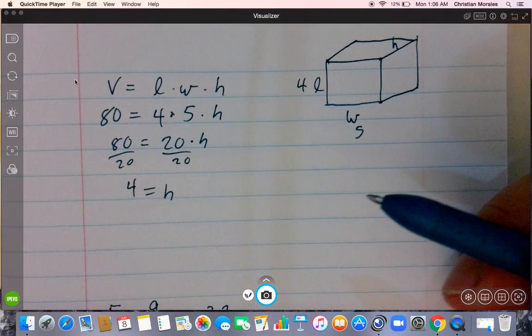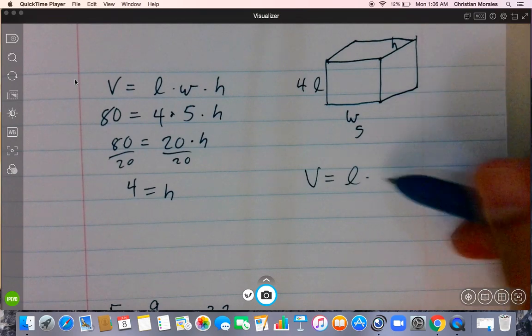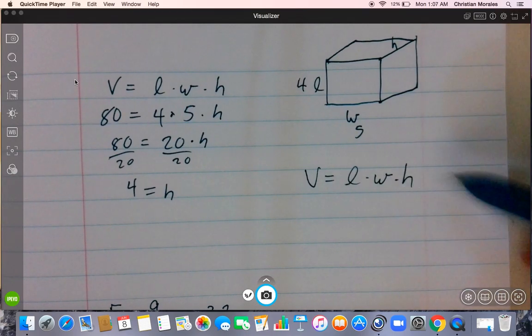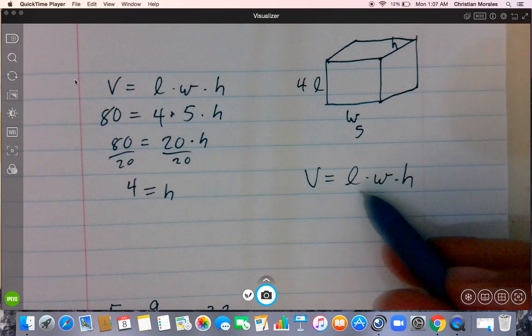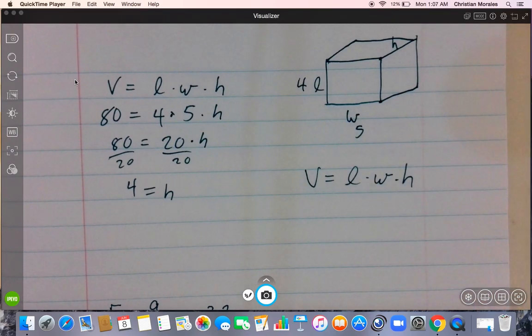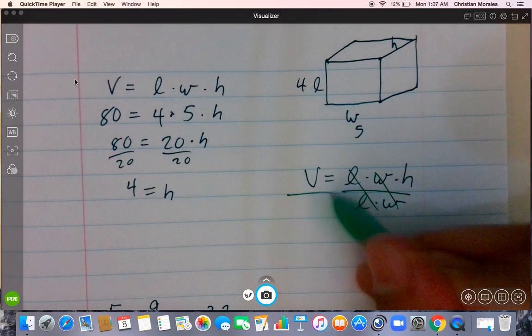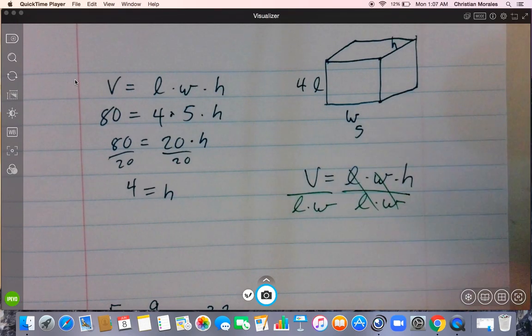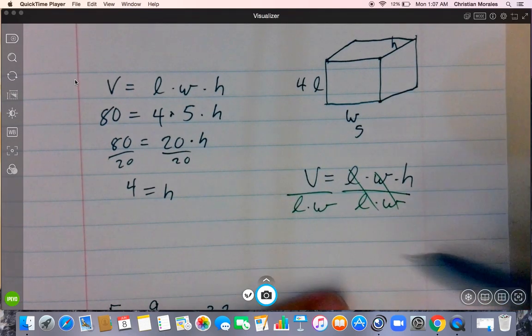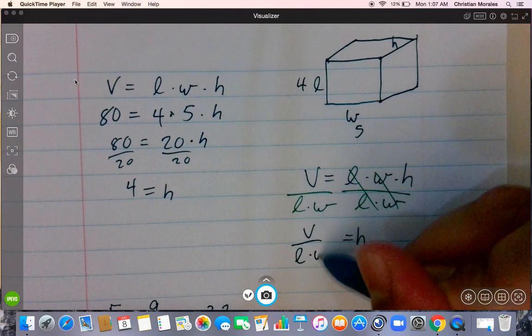Okay? Now, another way you could have done it is to rewrite the formula. So let's say you want the h by itself. Well, how do you get rid of length and width? Well, these numbers are multiplying. So if you divided by length times width, they would both cancel out. You could put them over here. And now height equals the volume over length times width.